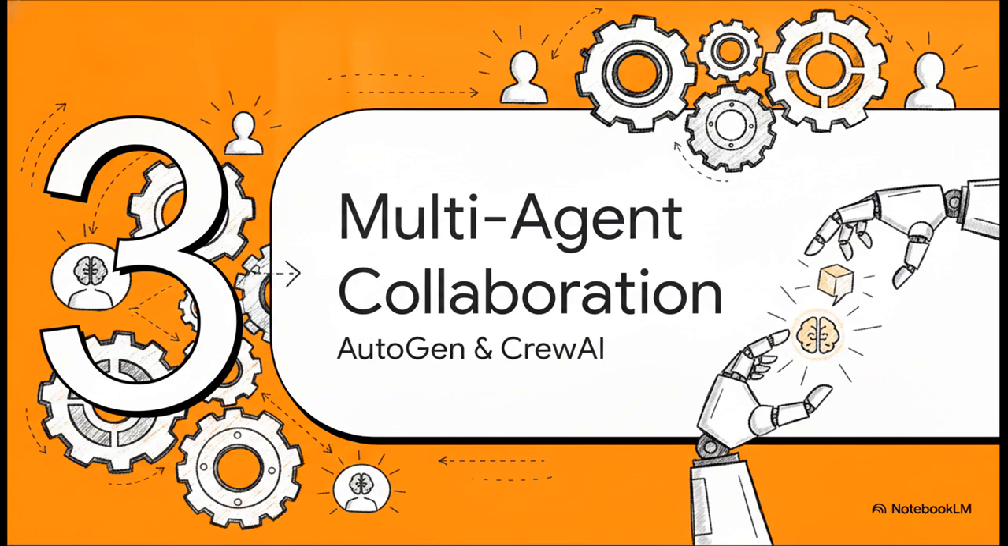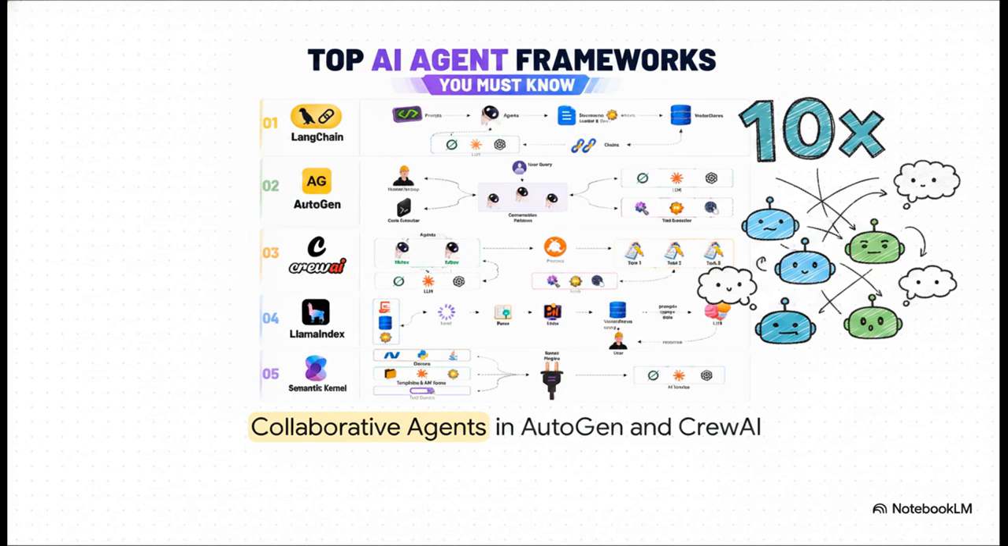Let's move on to section 3. Multi-agent collaboration. We'll be looking at AutoGen and Crew AI. Shift your focus right to the middle of our map here, rows 02 and 03. You see those multiple little robot head icons clustered together?